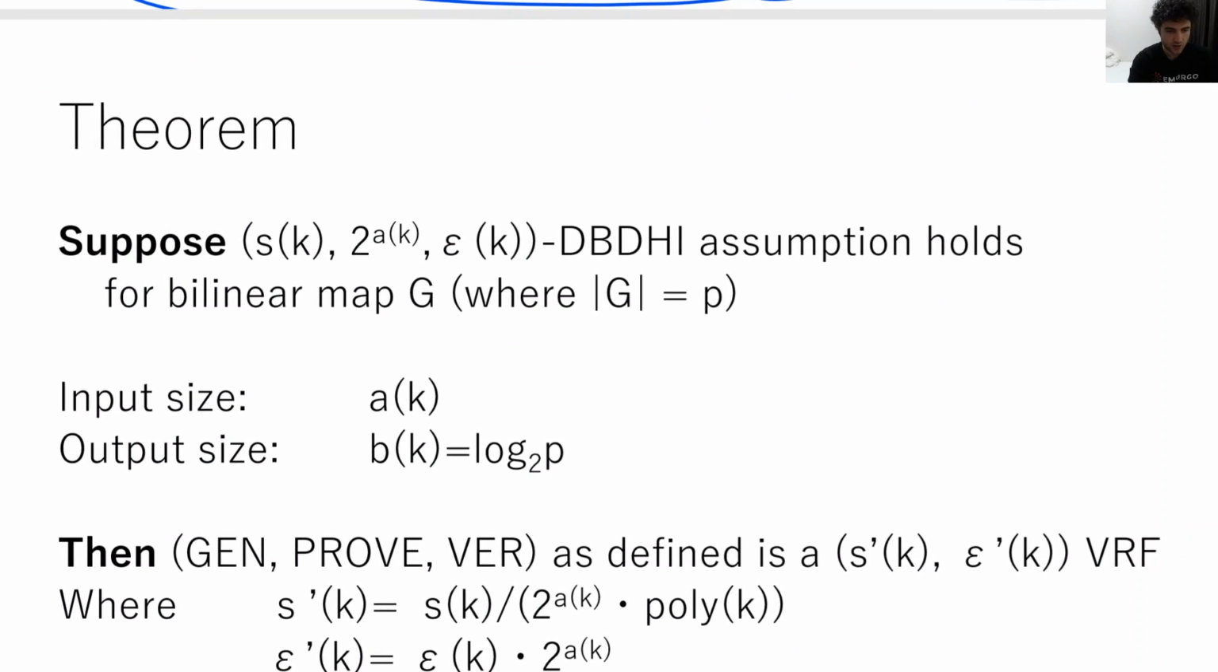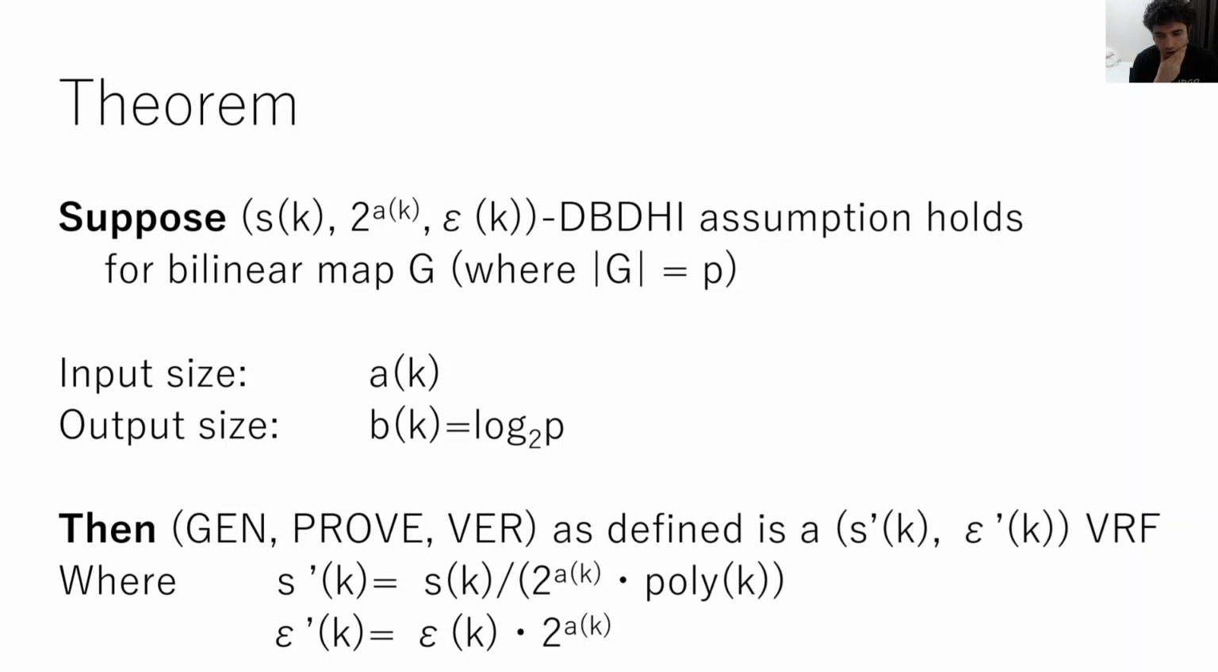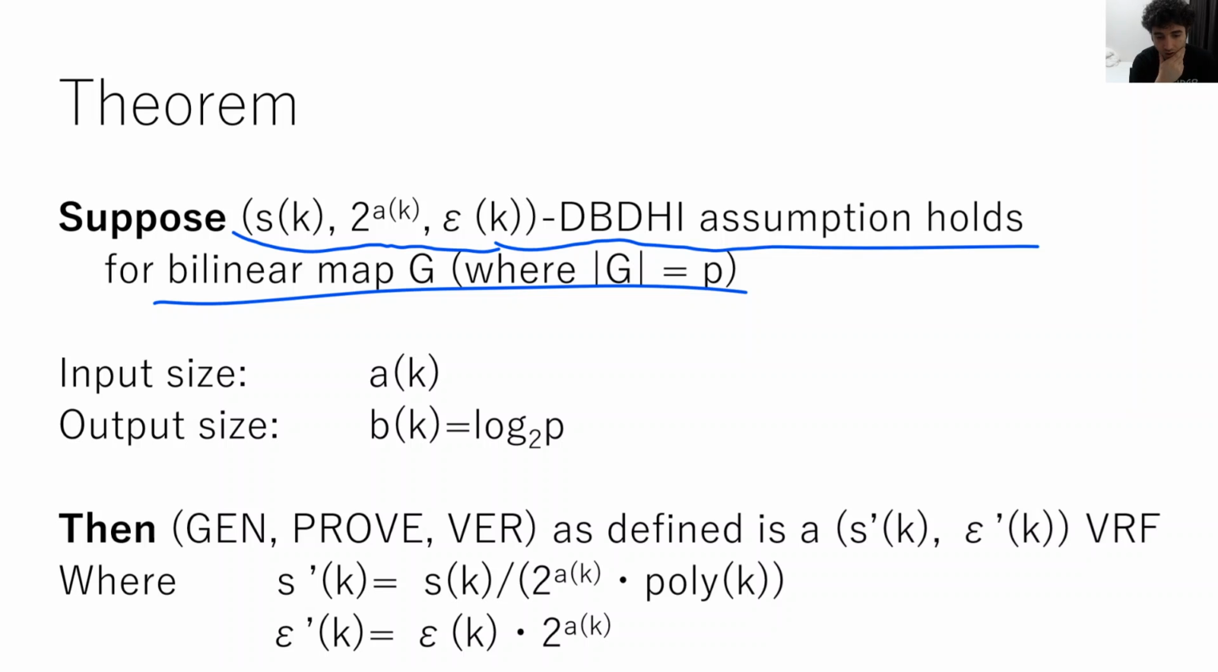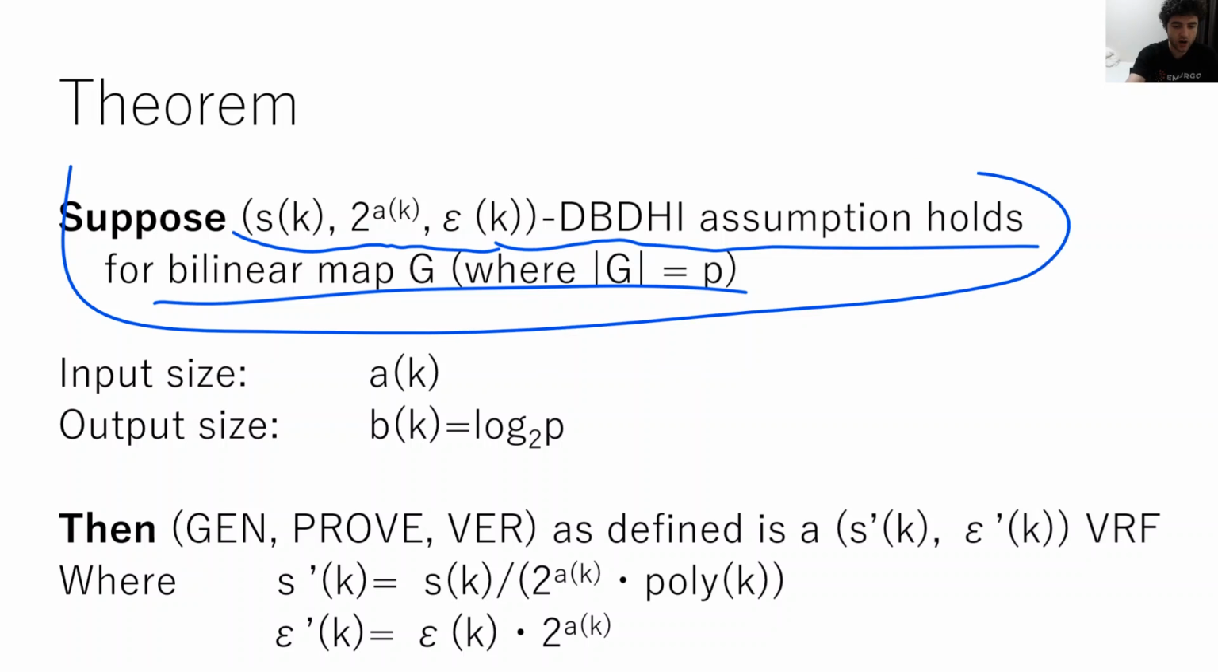Okay, so we're gonna have a theorem which is kind of based on the assumption that the s, 2 to the power of ak, epsilon DBDHI assumption holds for bilinear maps where the size of G is p. Okay, in the paper they show why this is a safe assumption to make, but we're gonna exclude that from our video. So please just assume that this holds.